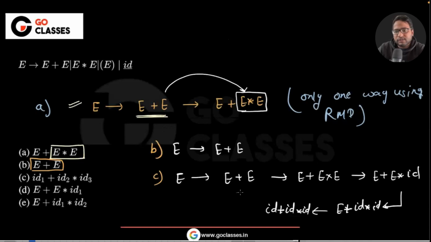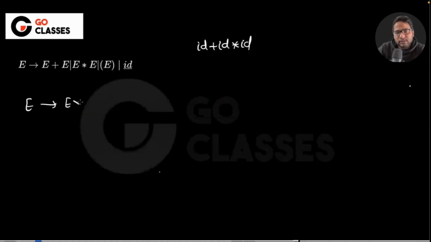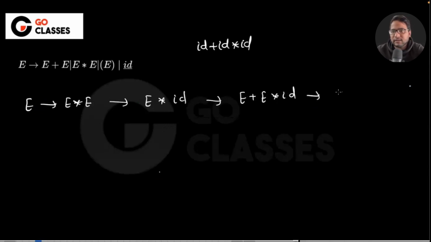This E can go to, let's suppose, earlier we have taken the option E plus E, right? Now let's suppose I take the option E into E. Now using this, can you generate this? Let's just check. This E can go to ID, and then this E can go to E plus E, and then this E can go to ID, and then this E can go to ID. So yes, I think we have generated it, right?